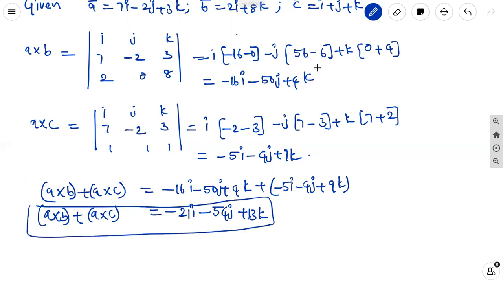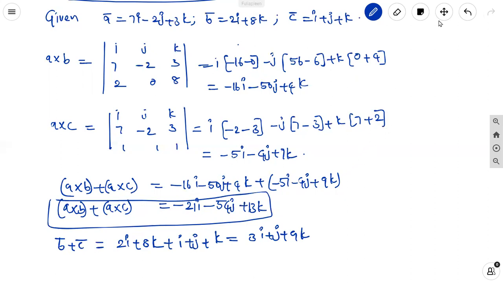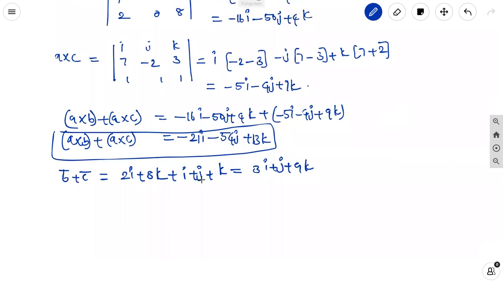Next, we can find out B plus C. First, we add B vector plus C vector. It is equal to 2i plus 8k plus i plus j plus k, which is 3i plus j plus 9k. Next, we take A vector cross (B vector plus C vector), which equals the determinant of i, j, k; A vector is 7, minus 2, 3; B plus C is 3, 1, 9.